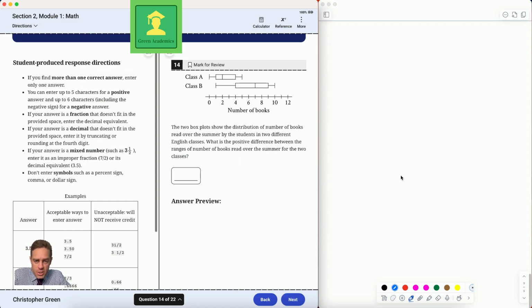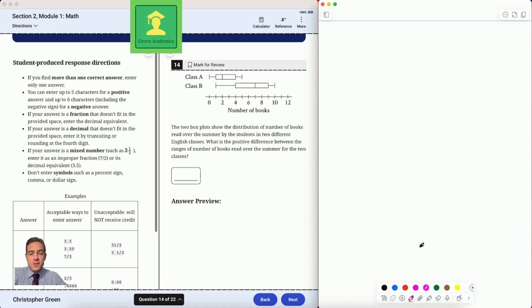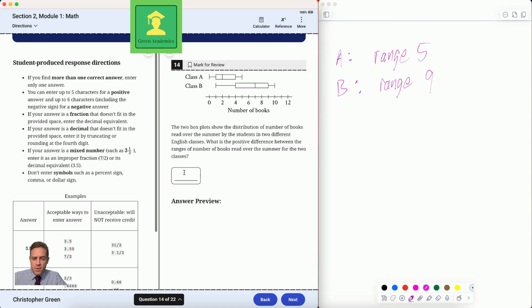The two box plots show the distribution of number of books read over the summer by the students in 2 different English classes. What is the positive difference between the ranges of number of books read over the summer for the 2 classes? You're expected to know by convention how box plots work. So the range for class A is from 0 to 5, which is 5. And the range for class B is from 1 to 10, which is 9, which means the difference and the answer is 4.